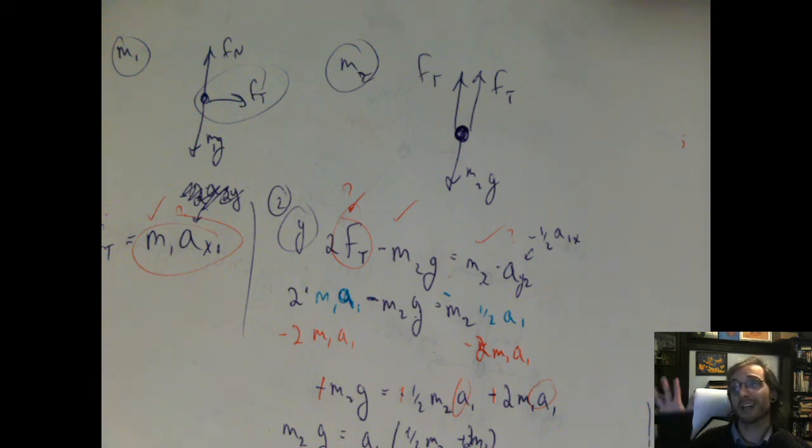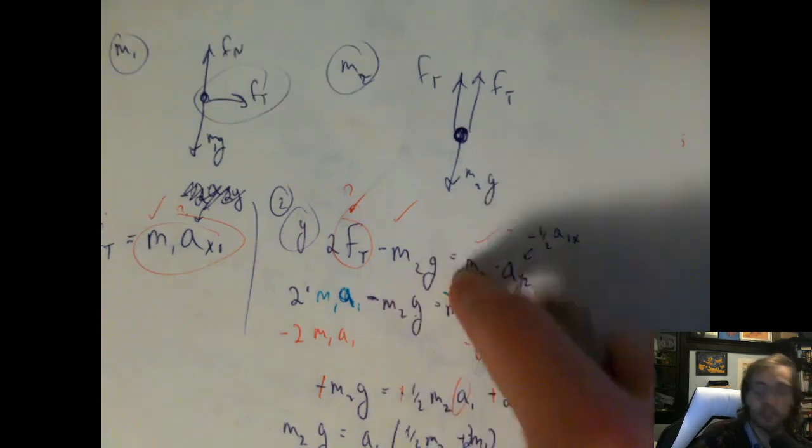In particular, the mistake I almost made was messing up the signs on the relationship between those two accelerations, based on me having defined down as being negative here.